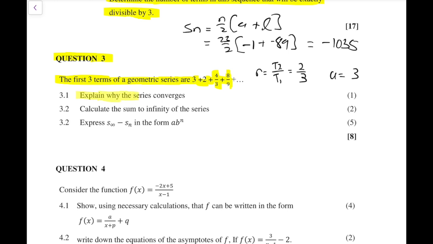It says explain why the series converges. Why does the series converge? Because your ratio is between minus 1 and 1. Your ratio is 2 over 3 and it's between minus 1 and 1.